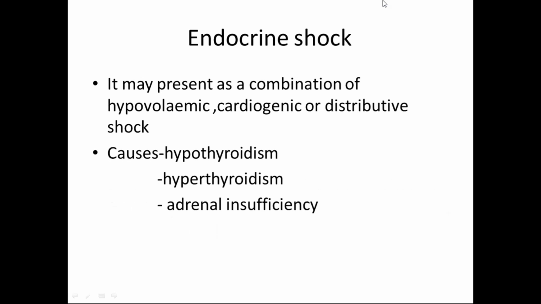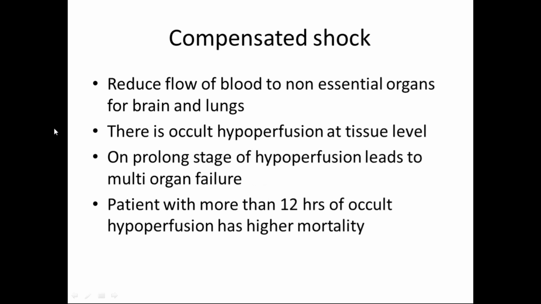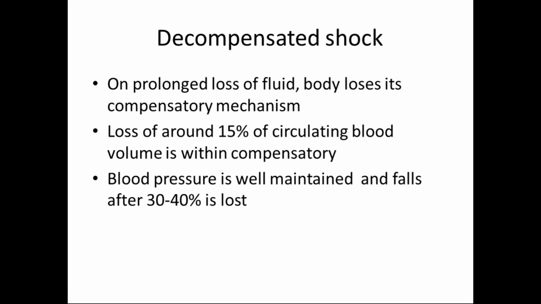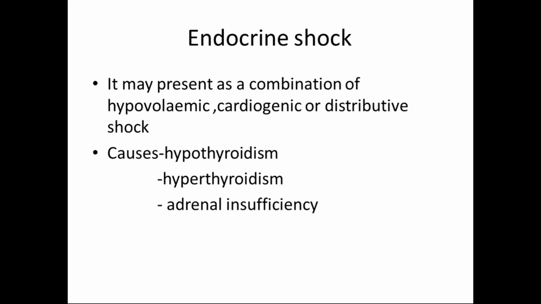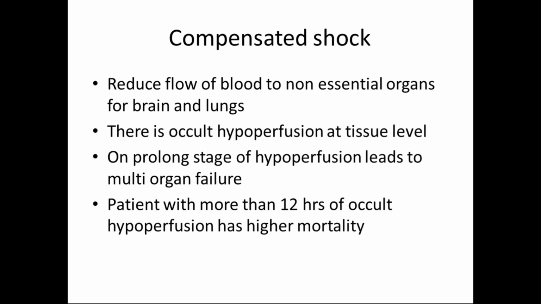Coming to the last type of shock, endocrine shock. It may be present as a combination of other types of shock, that is hypovolemic shock, cardiogenic shock, or distributive shock. So what are the causes of endocrine shock? It is hypothyroidism, hyperthyroidism, and adrenal insufficiency. These are the types of endocrine shock. So you must read the consequences of shock. What are the consequences of shock?